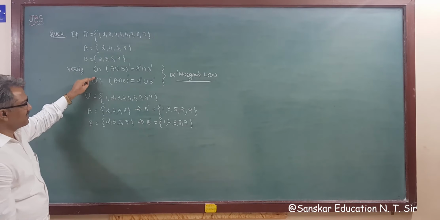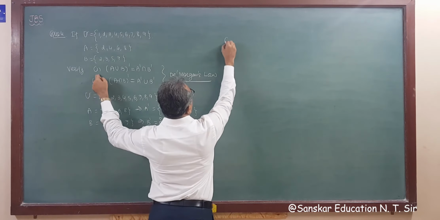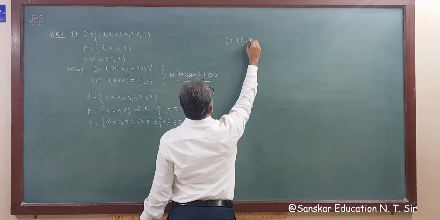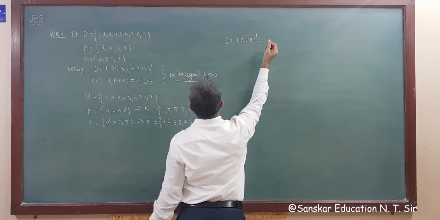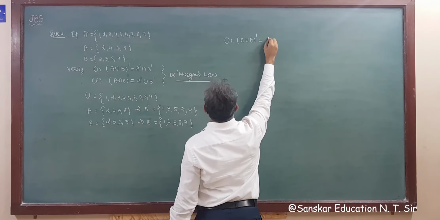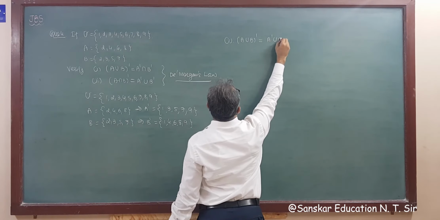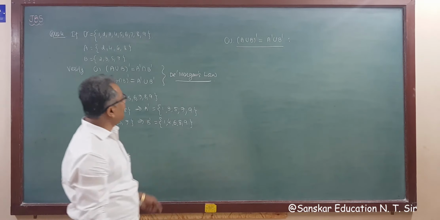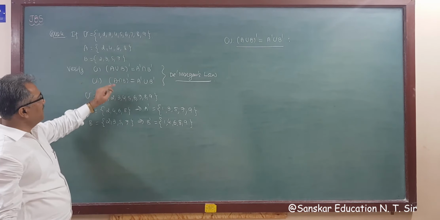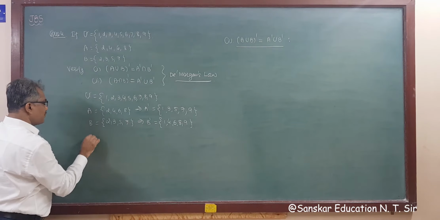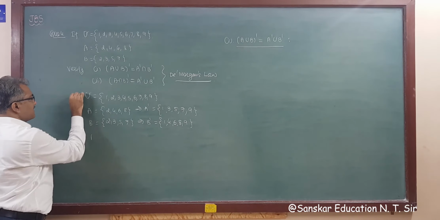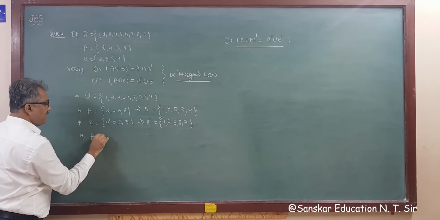Now for the first result, I am writing here: first result, A union B whole dash, that is the complement of A union B, is equal to A dash intersection B dash. This we have to verify, right? So for that we require A union B and A intersection B. So first of all we find those out, right? So these are given. So A union B.